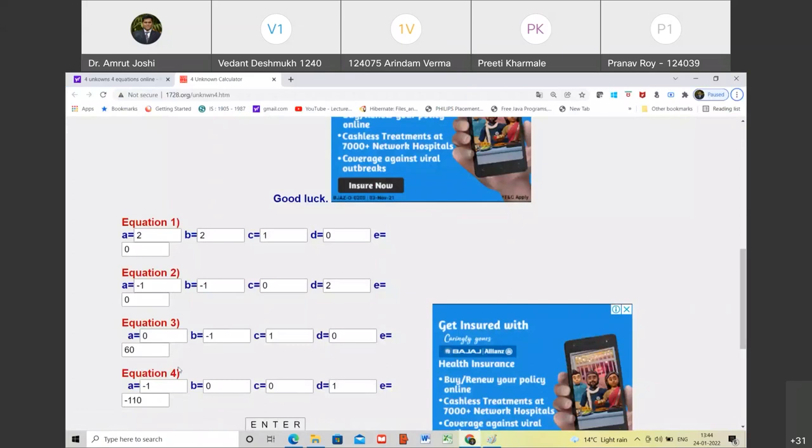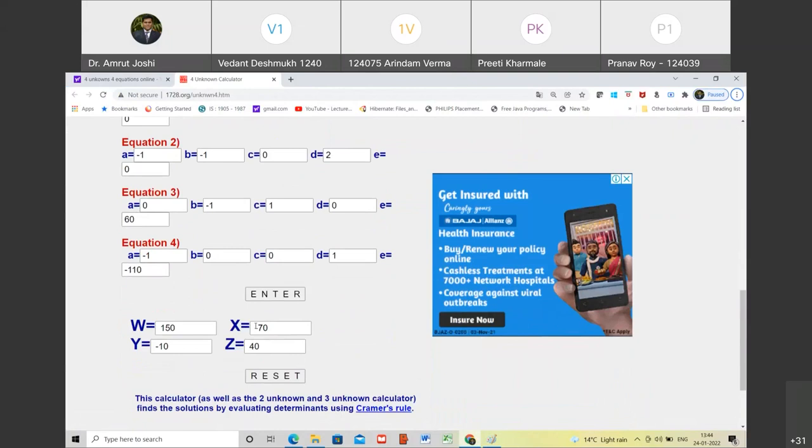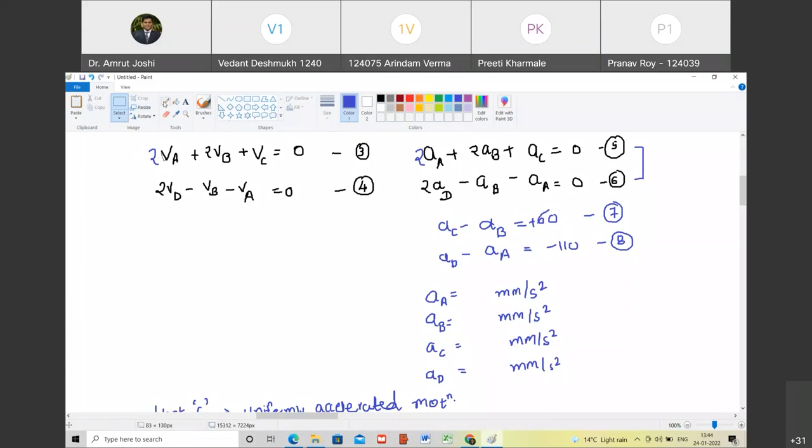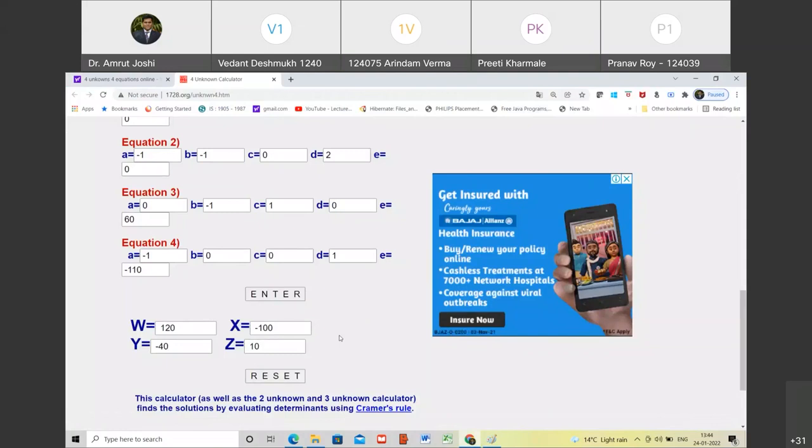Only one thing, when you substitute the values, the constant should be on the right hand side of the equation. Then only it solves correctly. Are you with me? Yes. So now let me solve it. I get the values as 120, minus 100, minus 40 and 10. So AA is 120. Are you with me? Yes, sir. AB is minus 100.